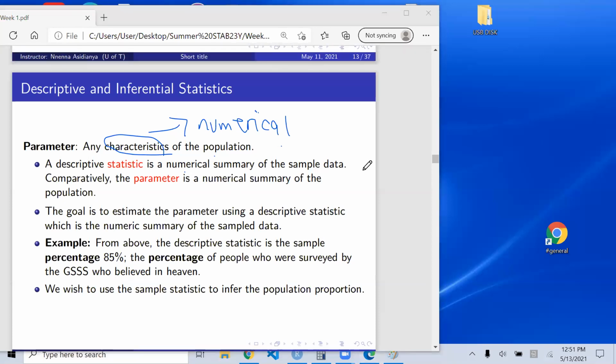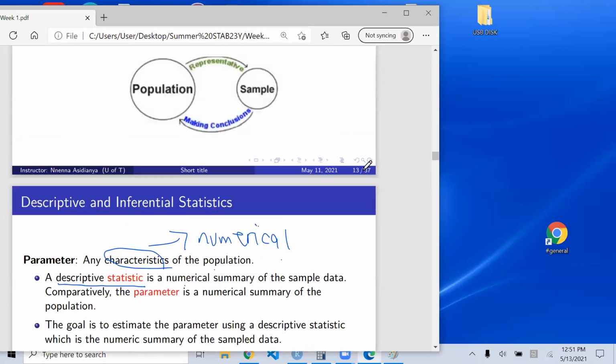So to answer your question, let me look at your exact question. You said, wouldn't the goal be to use, oh, I see what you're saying. Melissa's saying, why are you saying descriptive statistic? Isn't it inferential statistics? So I want to be clear here that the descriptive statistic is going to be used to make an inference, right?